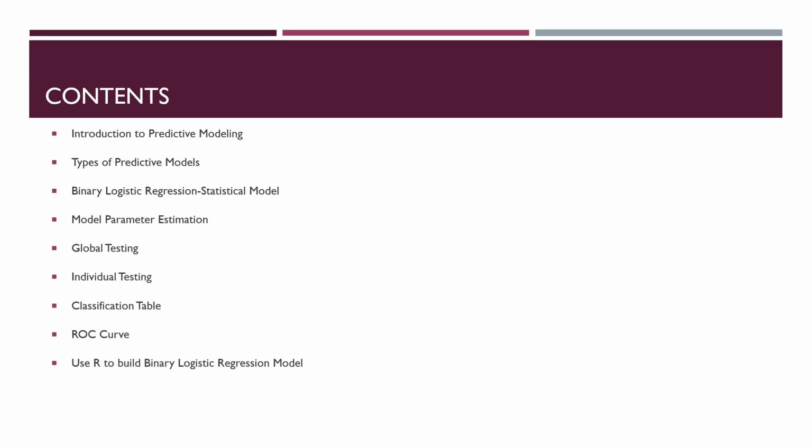This session will briefly cover the introduction to predictive models, different types of predictive models, binary logistic regression in particular. That will include the statistical model for binary logistic regression, the model parameter estimation, global testing, individual testing, what is a classification table, and the ROC curve concept to measure the model performance. All these aspects will be discussed with the help of the statistical programming language R.